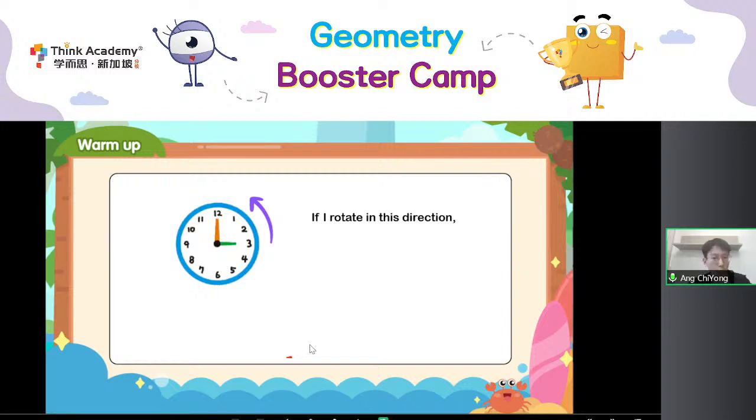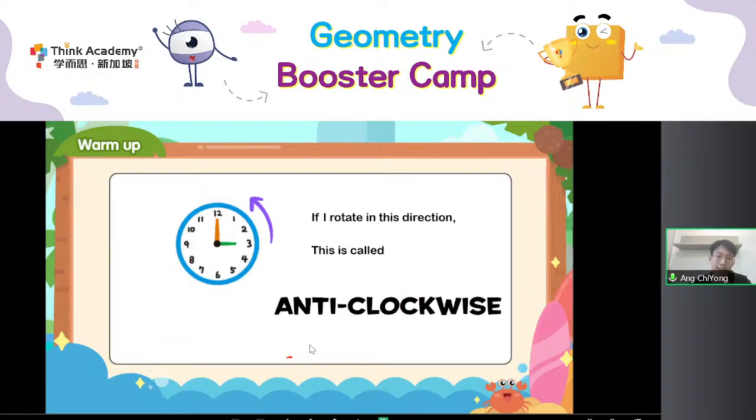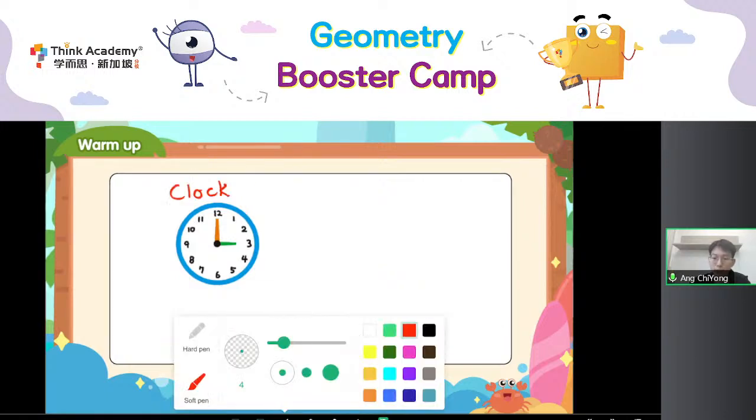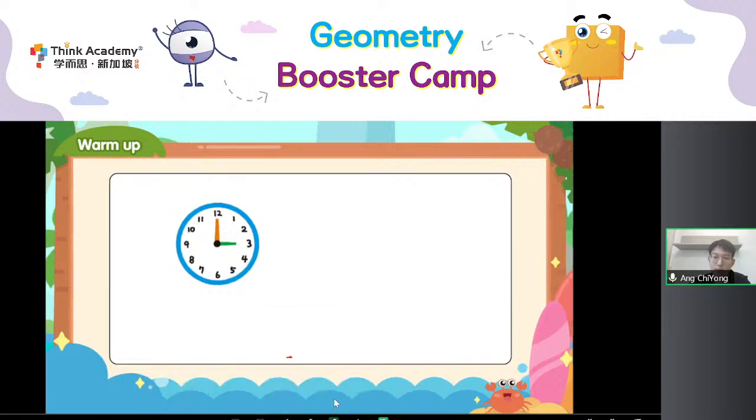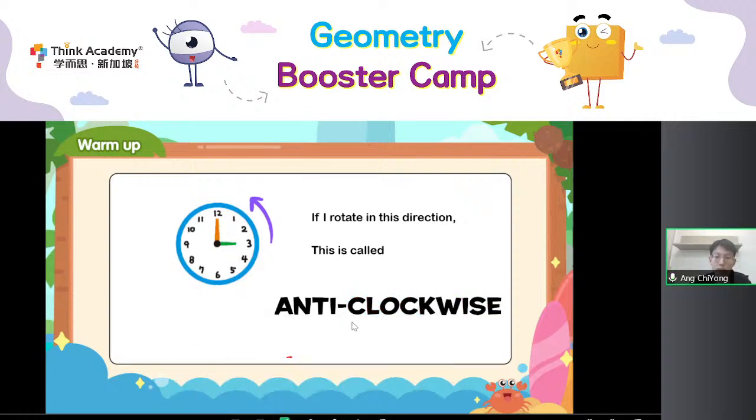This has a name also. It is called anti-clockwise. Do you see a familiar word again? You see clockwise. There are two different names. The normal way is called clockwise. If it's the other way, we say anti-clockwise. What does anti mean? Anti means not clockwise. Let me write here. It is not clockwise. Anti-clockwise.